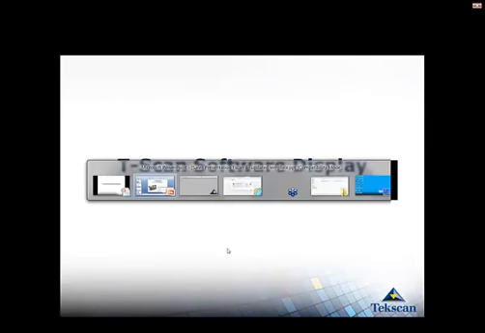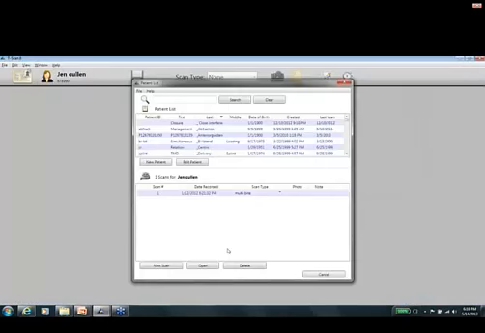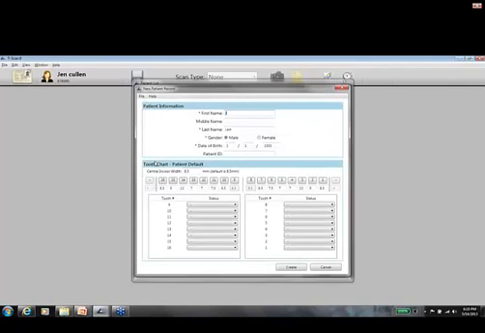So let me scoot over to our software here. What we're going to do is I'm going to actually enter myself in as a patient.